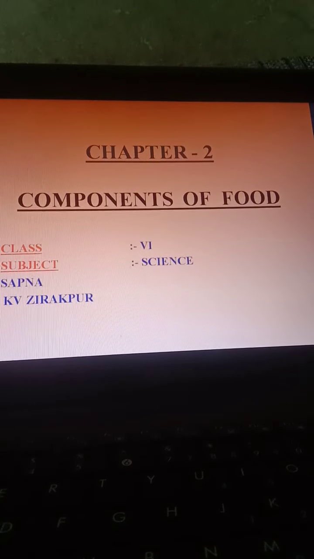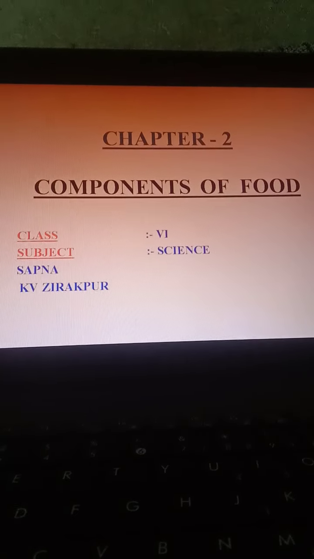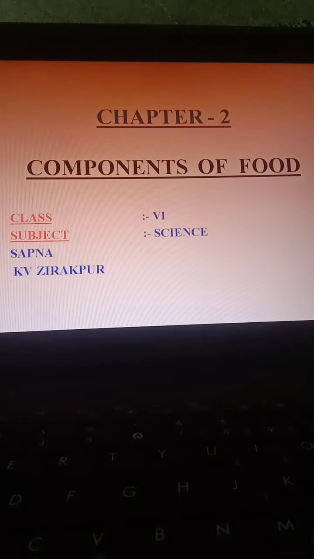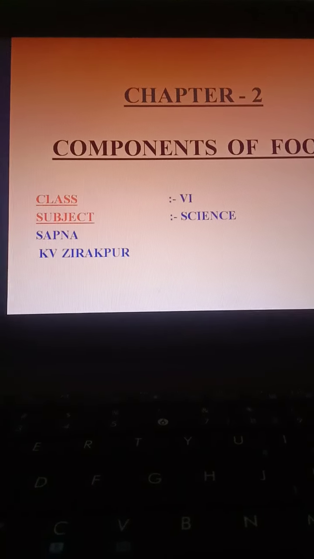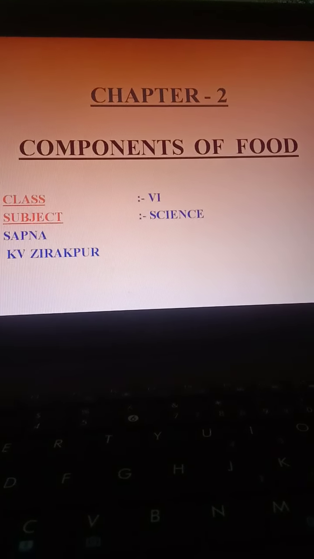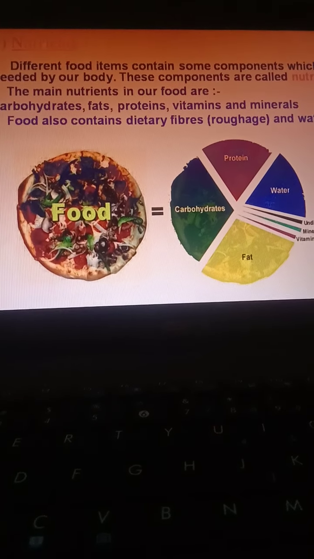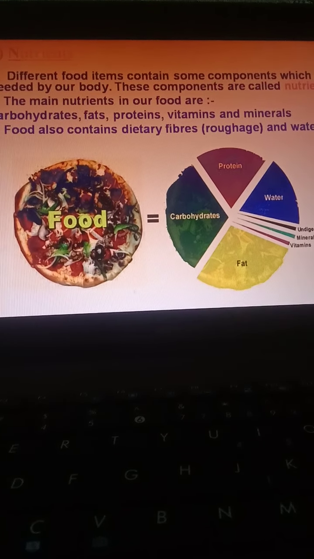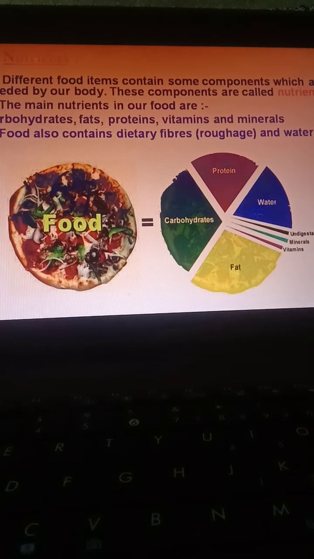We are going to start a second chapter, Components of Food. In the first chapter, you have learnt about what is food, why do we eat food, what are the sources of food. But in this chapter, you will learn something more about food, components, nutrients of food. What are the nutrients? Different food items contain some components that are needed by our body. These components are called nutrients.